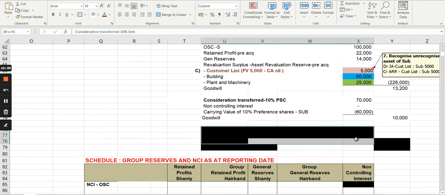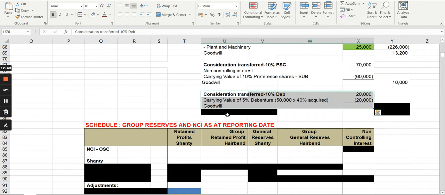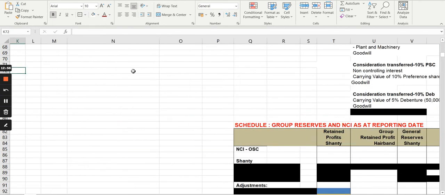You will proceed again with the calculation of goodwill for debenture. Rarely will you have goodwill on debenture because debenture is a liability. However, we still make the calculation because the consideration transferred is 20,000. That will be compared with the carrying value of the 5% debenture that was being acquired. The carrying value was 50.